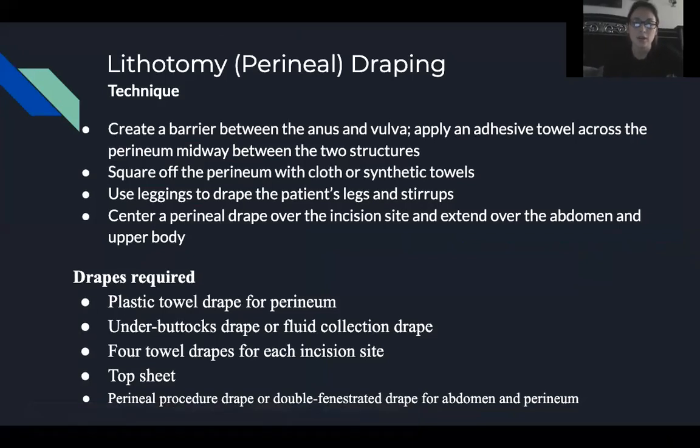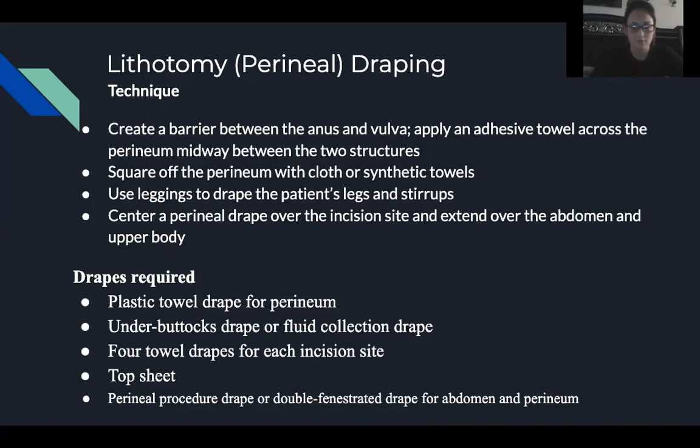So first you create a barrier between the anus and the vulva, because you don't want those to be intermixed at all. You apply an adhesive towel across the perineum midway between the 2 structures, then square off the perineum with cloth or synthetic towels, and you use leggings to drape the patient's legs, and they will be up in the stirrups, and you drape the stirrups as well. And you center the perineal drape over the incision site and extend it over the abdomen and upper body.